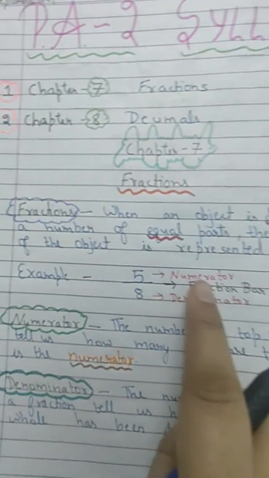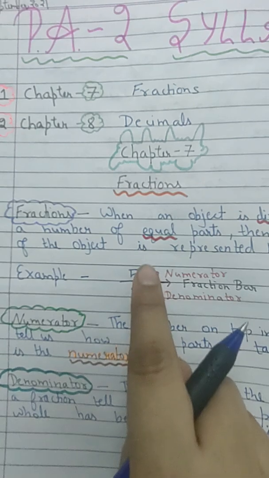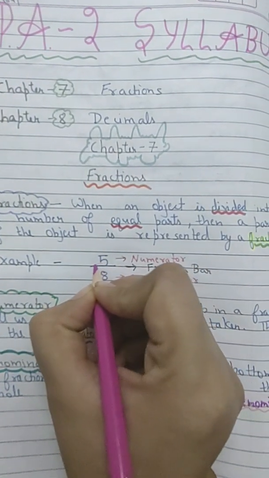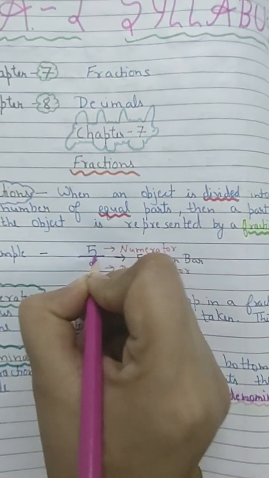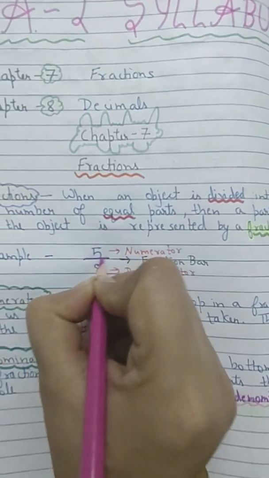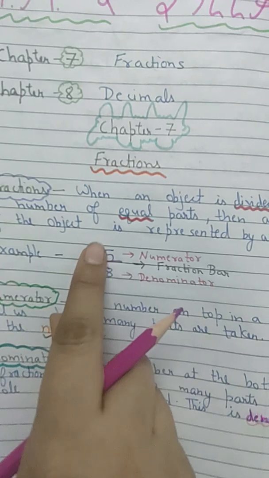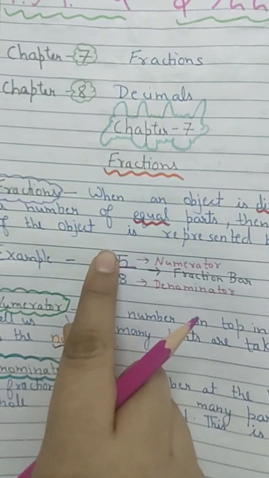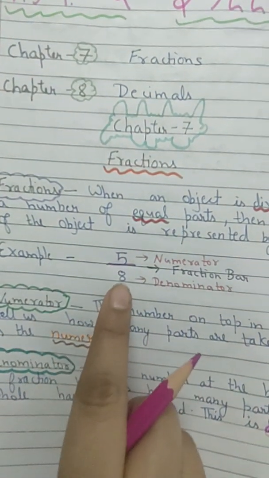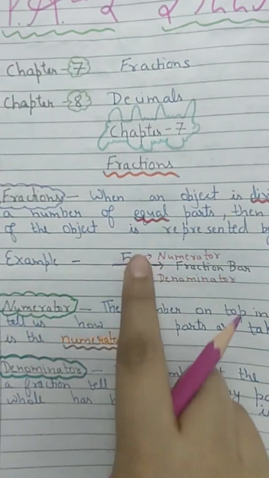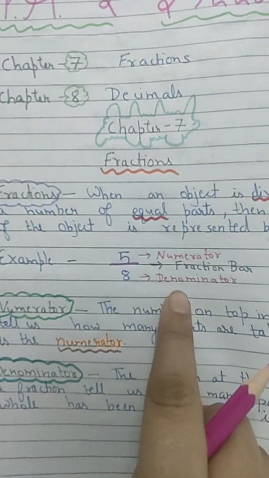So how do we write a fraction? We write like this. There is one number up, one number down, and a line in between. You have to be careful that there is a line in between. This line is called the fraction bar. The number above the fraction bar is called the numerator, and the number below the fraction bar is called the denominator.